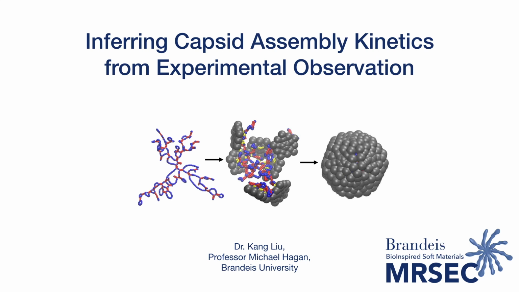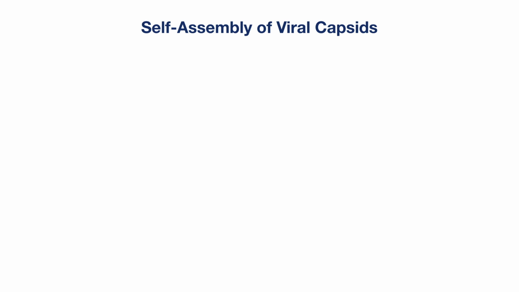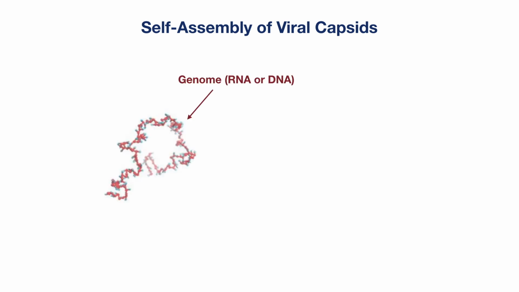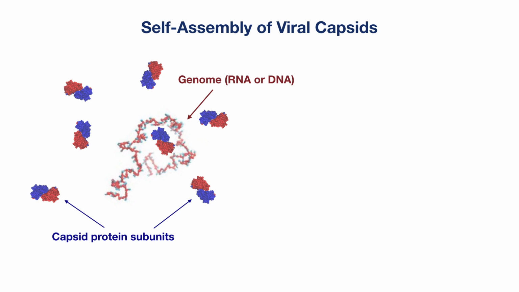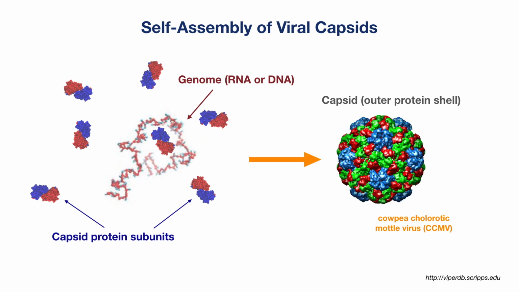One goal of the Brandeis MRSEC research is to understand the rules of assembly used by living systems in order to address engineering challenges. In biology, the best example of self-assembly is the formation of a virus, where hundreds of proteins assemble around a viral genome to form a protein shell called a capsid.